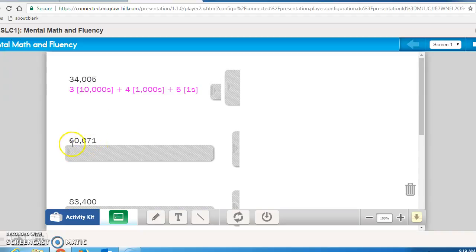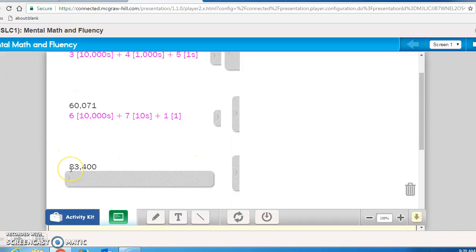60,071. The 6 again is in what place value? 10,000s. So it'd be 6 in the 10,000s place. Plus, all the way down to here, listen to what I say, 70. Right. So I need to add 7 tens. And finally, the last number is 1. So I need 1 in the ones place. 60,071.